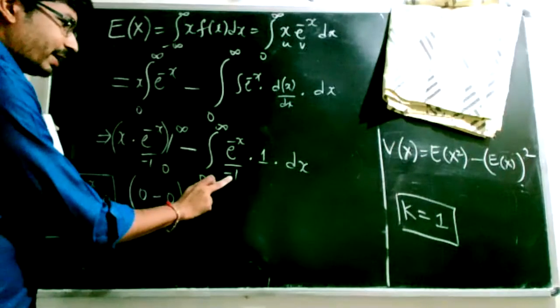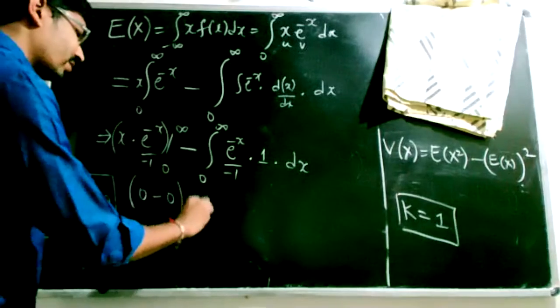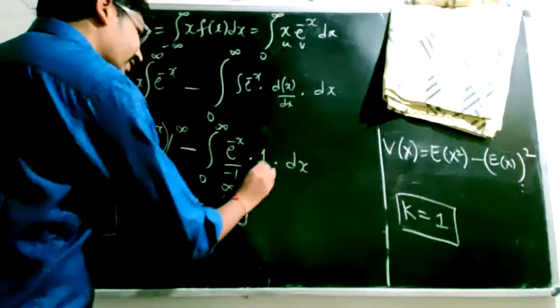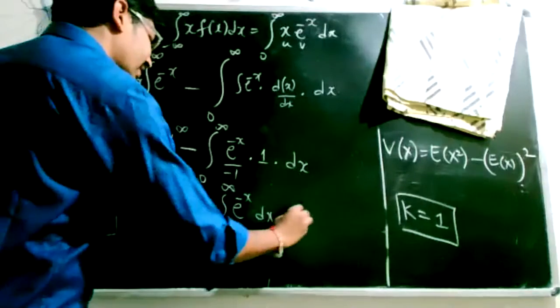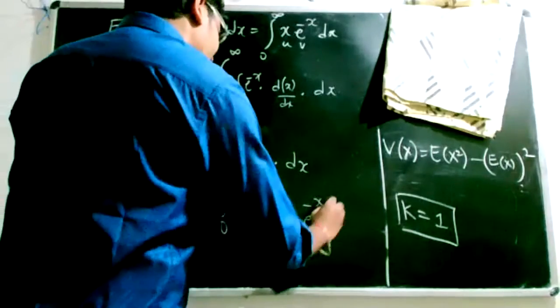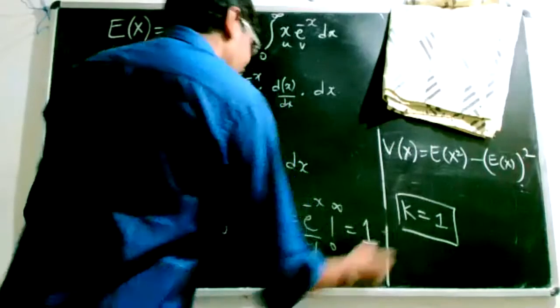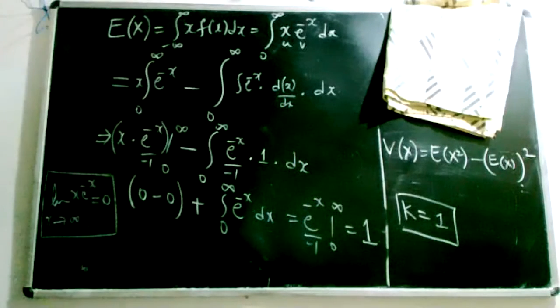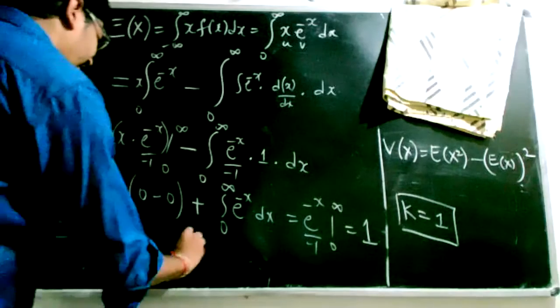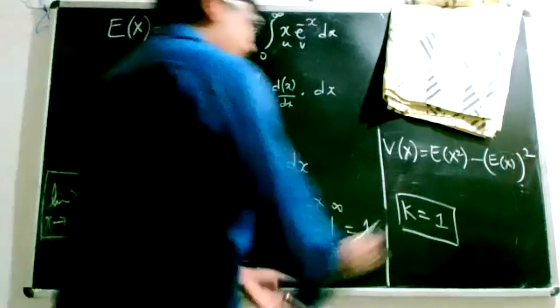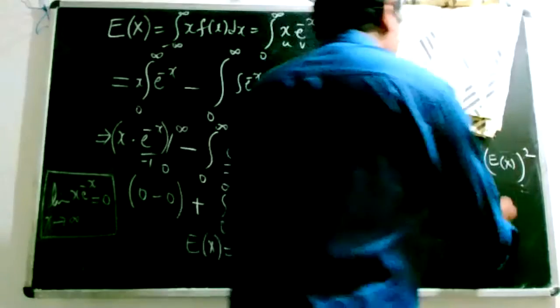You have a minus sign here and a minus sign here. So now I can take this as 0 to infinity e power minus x into dx, which is e power minus x by minus 1 from 0 to infinity. When you put the limit, you get that as equal to 1. So E of x is equal to 1. Now similarly, evaluate E of x square and give me what is E of x square.